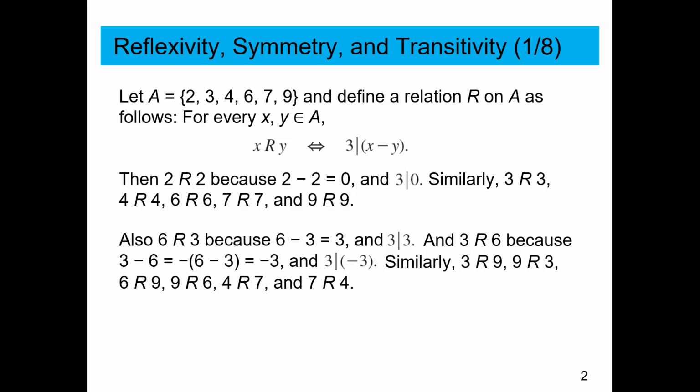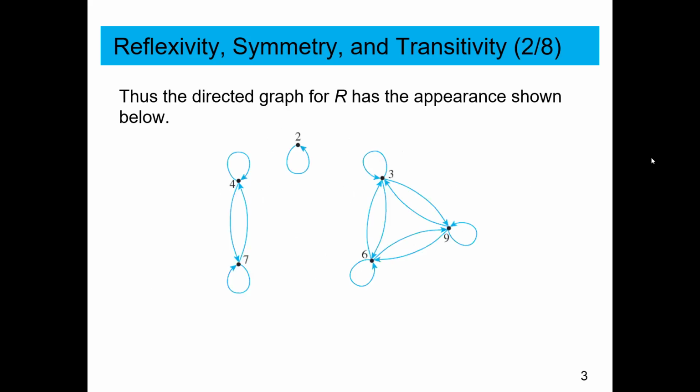Also, 6 is related to 3, and 3 is related to 6. And similarly, 3 is related to 9, 9 is related to 3, 6 is related to 9, 9 is related to 6, and 4 and 7 are both related to each other. So if we were to draw a diagram, again, those directed graphs, we would get this wonderful thing here. So let's look at this and see what are some properties we notice.